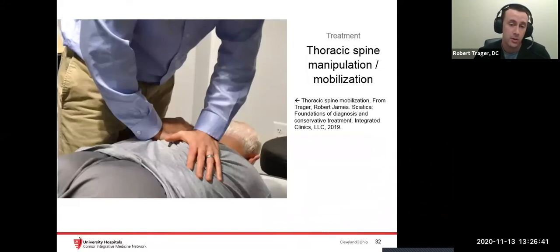Thoracic spine. When we have a patient with lower back related sciatic pain, we actually work above that area. We go into the thoracic spine, and we work below that area. The whole idea is that we're trying to improve mobility across the spine so that there's not as much stress just on that one spot that's affecting the patient in the lower back.